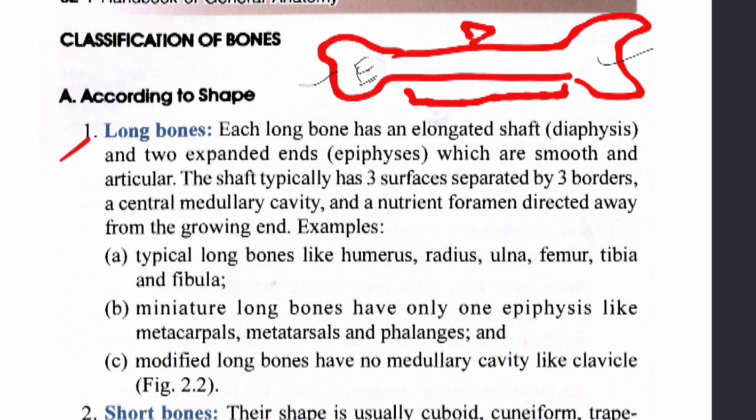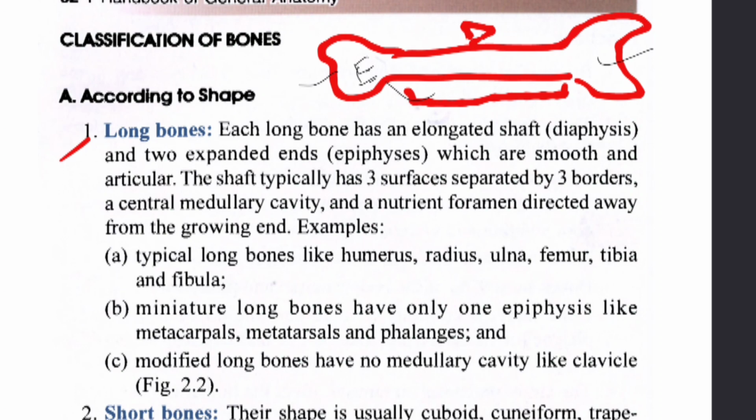Epiphyses, which are smooth and articular. Articular means they can attach to another part and articulate with it. Then, the shaft typically has three surfaces, separated by three borders.